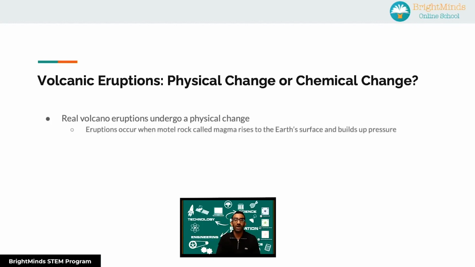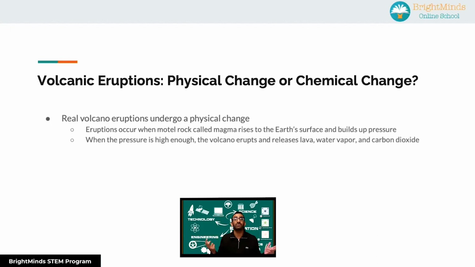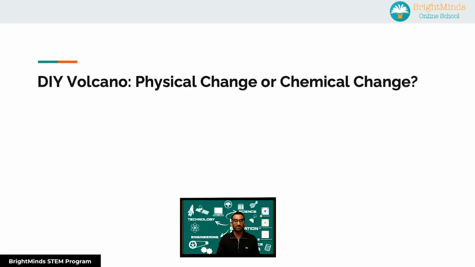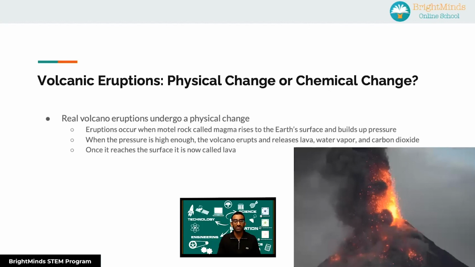Okay, so why is it? It's because eruptions occur when molten rock that's called magma rises to the Earth's surface and builds up pressure, right? And when the pressure is high enough, the volcano erupts, releases water, water vapor, lava, and carbon dioxide, right? And once it reaches the surface, we now call it lava. So it's a physical change in that sense, right? There's nothing new that's being made, there's nothing that's used up.